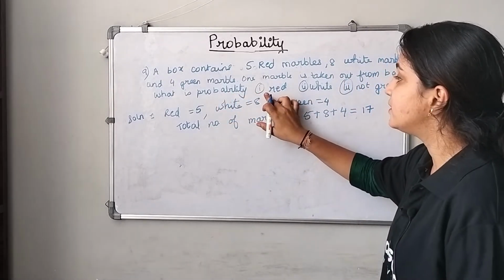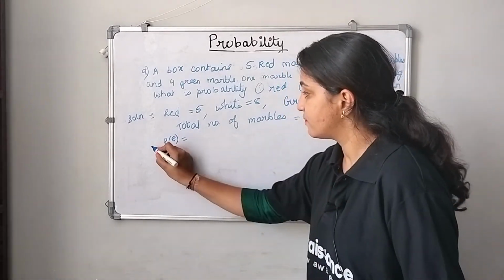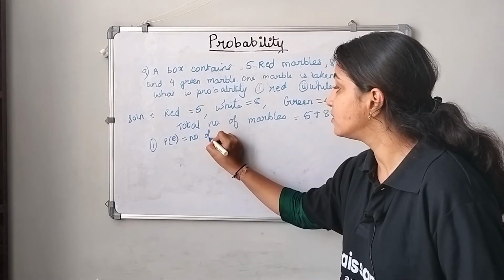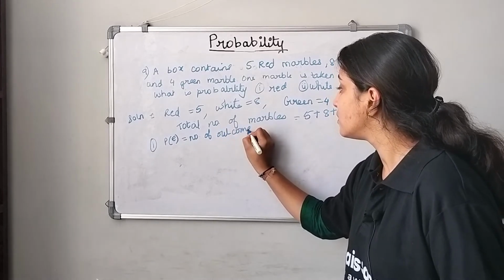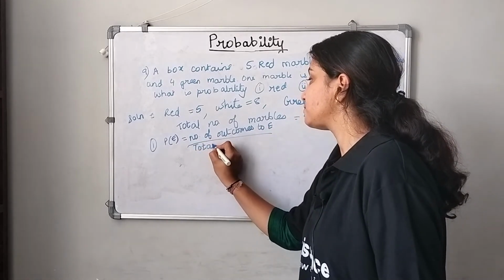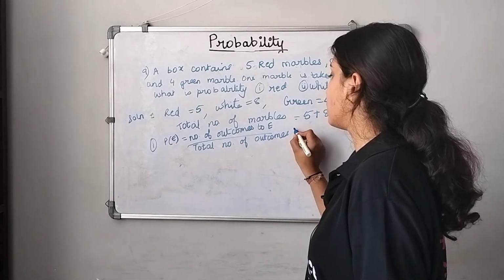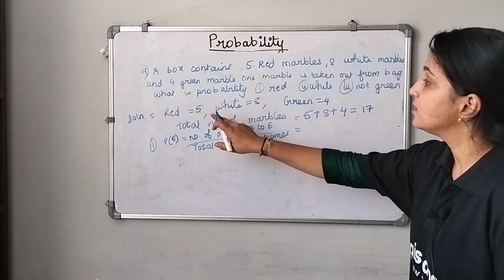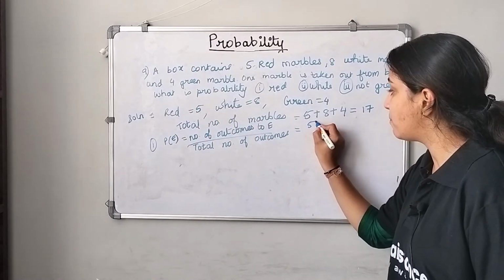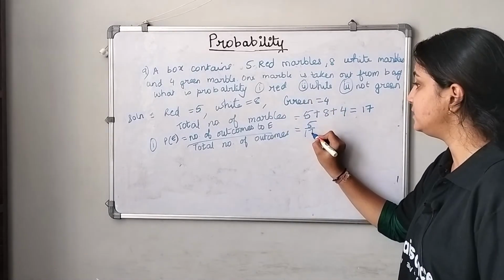What is the probability that first it is red? P of E is what? The probability of an event is the number of outcomes to E upon total number of outcomes. Number of outcomes to E means the event, that is red. How many red marbles are there? 5. So 5 upon how many total number of outcomes? That is 17. So 5 upon 17.